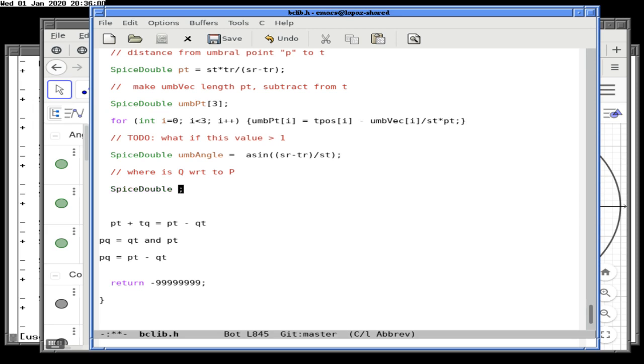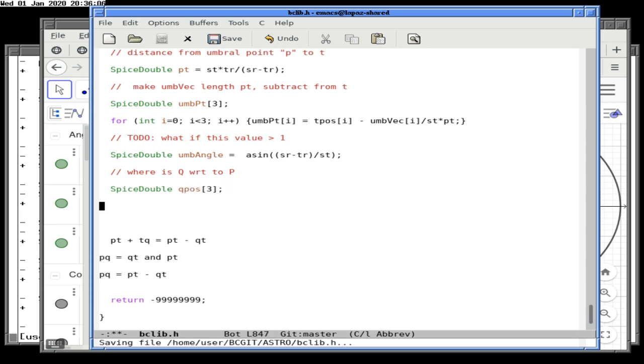Q pause is what this is going to be. It's going to be three-dimensional. And I think we can get it by, say, PT minus, and this here is PT. It's ST divided by ST times PT, so it is PT without the minus sign. Okay, so once again, we're going to do this little fudge thing here.